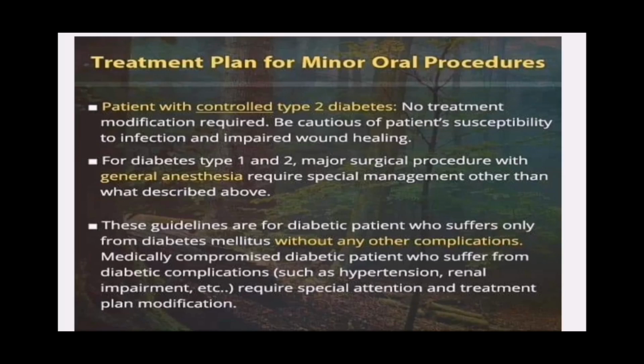For type 1 and type 2, major surgical procedures with general anesthesia require special management other than what is described above. These guidelines are for diabetic patients who suffer only from diabetes mellitus without any complications. Medically compromised diabetic patients who suffer from diabetic complications such as hypertension and renal impairment require special attention and treatment plan modification.